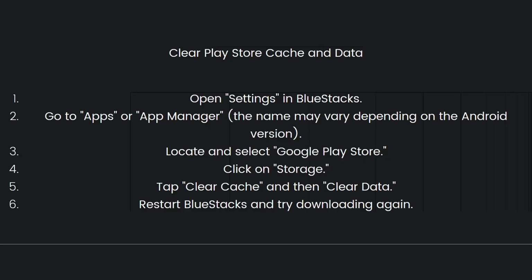And now you need to clear Play Store cache and data. So here's a step on how to do this. First, open settings in BlueStacks. Go to Apps or App Manager. The name may vary depending on the Android version. Locate and select Google Play Store. Click on Storage, and you should see the Clear Cache option, and then Clear Data. So here, restart BlueStacks and try downloading again. Okay, so that is how you clear Play Store cache and data.